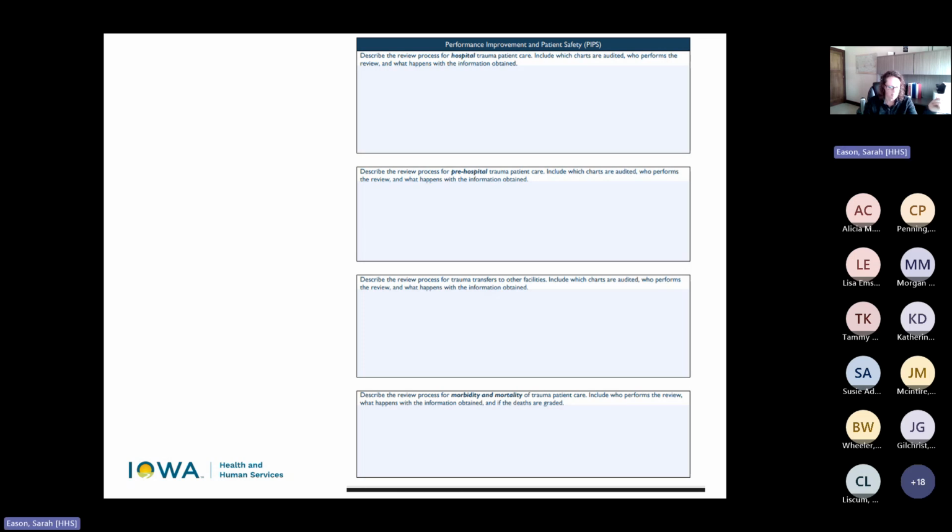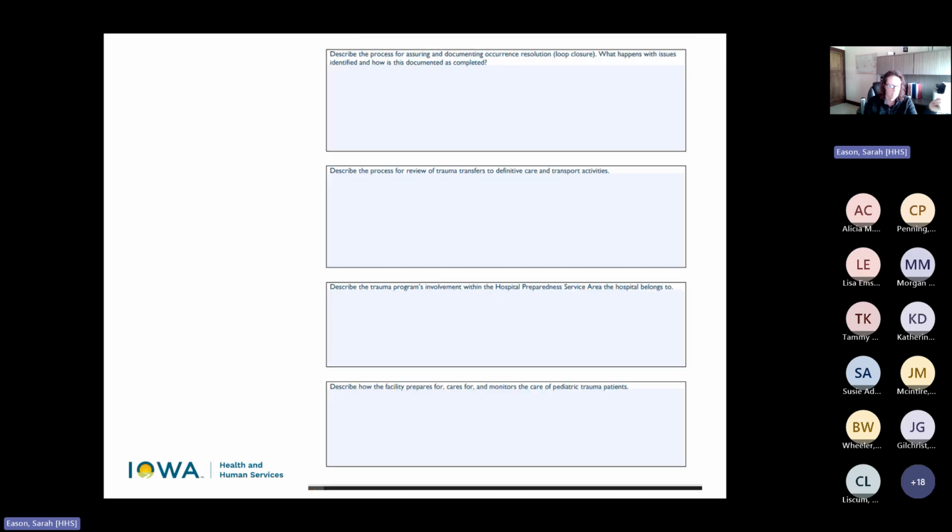Perhaps there's an autopsy that comes into play for your mortalities, and we get the autopsy as per our policy. We take those findings back to peer review. This section here is again the same.